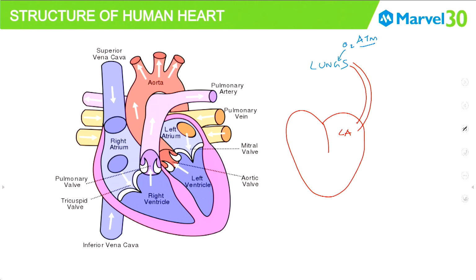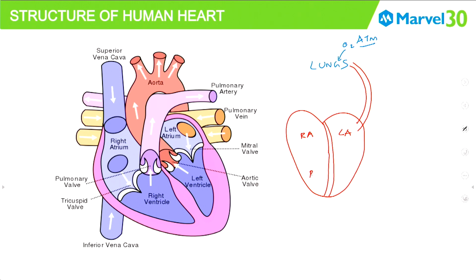The septum which is between the right atrium and the left atrium is known as the interauricular septum. Inter means between, and the auricular septum is a wall. And here we have the right atrium.